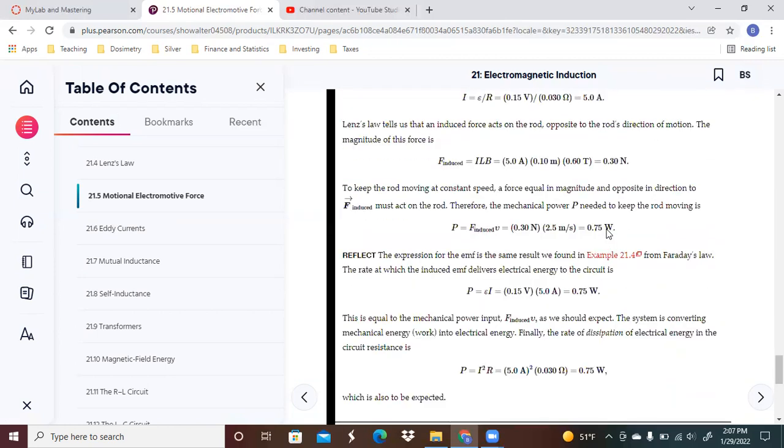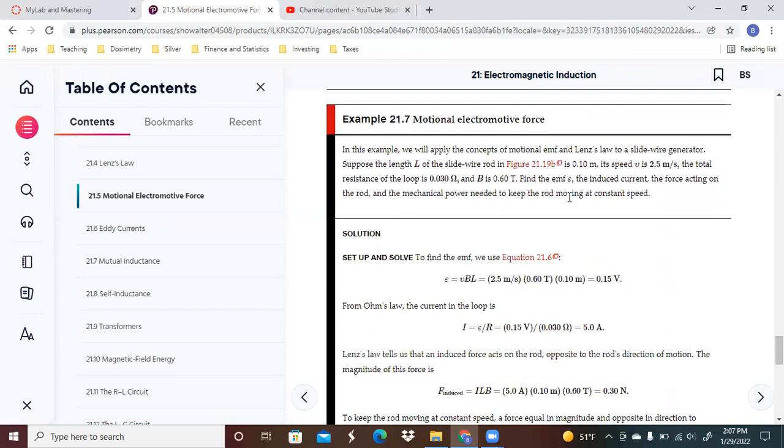So let's take a look at this particular practice problem. In this example, we'll apply the concepts of the motional EMF and Lenz's law to the slide wire generator. Supposing the length of the slide wire rod is 0.1 meters, its speed is 2.5 meters per second. The total resistance of the loop is 0.030 ohms, and the magnetic field is 0.6 teslas. So let's find the EMF, the induced current, the force acting on the rod, and the mechanical power needed to keep the rod moving at a constant speed.